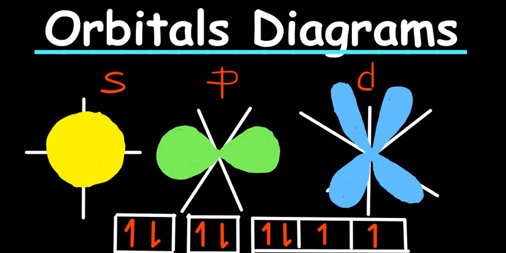Let's talk about orbitals and orbital diagrams. So what are you supposed to know? Number one, an orbital is just a region within a shell where there's a high probability of finding electrons. Orbitals are going to be assigned letters S, P, D, and let's say an F. So these will be like the orbitals.